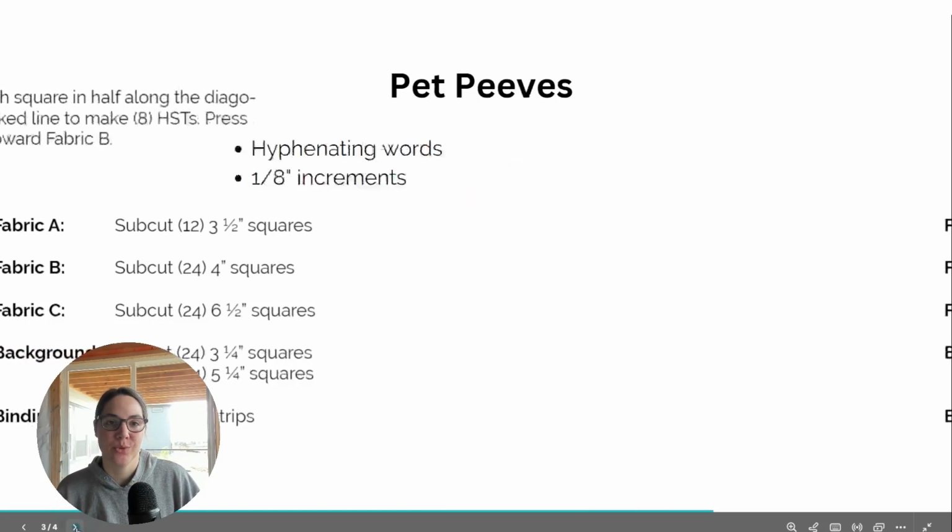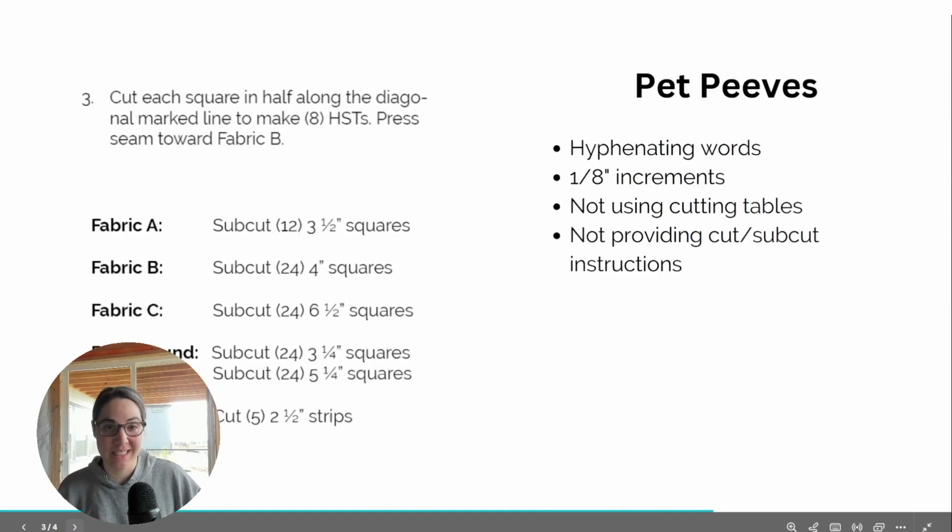This next one is regarding cutting tables. And this is a hill that I will die on, folks. You need to have cutting tables. Don't just list out everything else. Sometimes you can get away with it. What I have here is an example of something that doesn't have a cutting table.